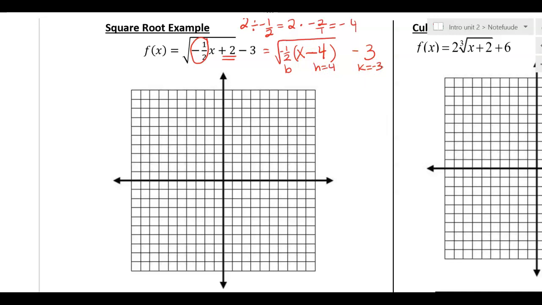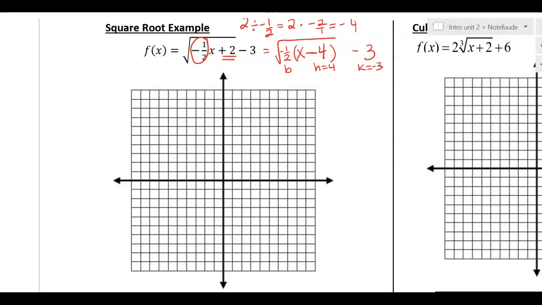Yes? Well, it does. When I factored out the negative 1/2, it became X minus 4, and the X minus 4 is part of the function, so the H value is positive 4. Is that okay? Does that answer your question?